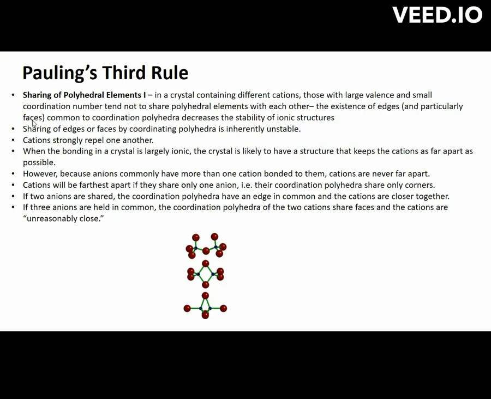So sharing of edges or faces by coordinating polyhedra is inherently unstable. Remember, when we first started, I said we have to understand the polyhedral elements, that is to say, the edges, the faces, the corners. So when we're sharing those corners, those edges, those faces, we're going to understand that now.